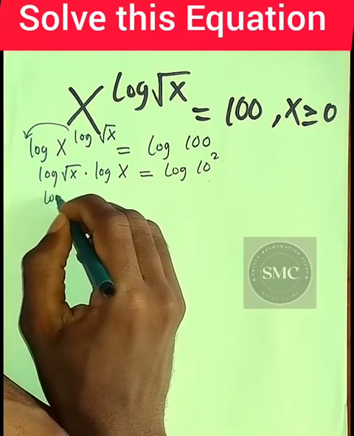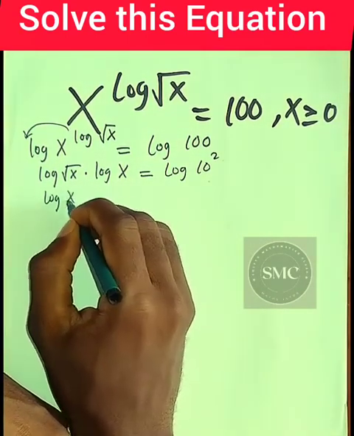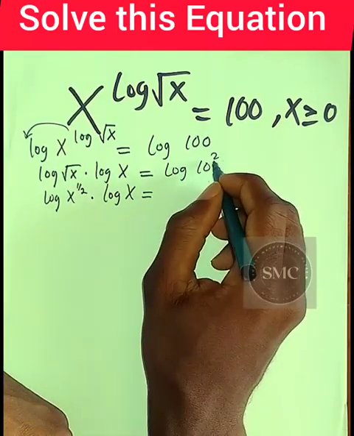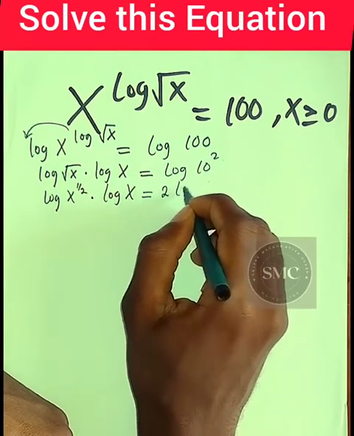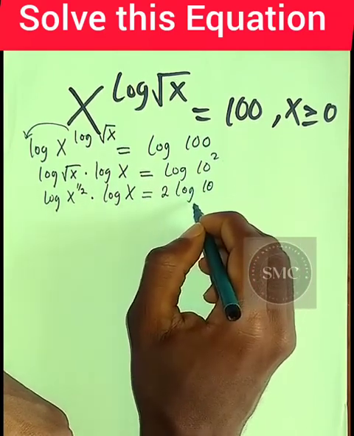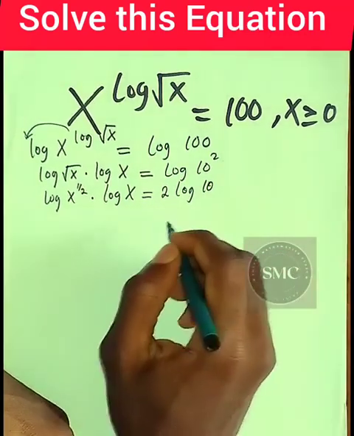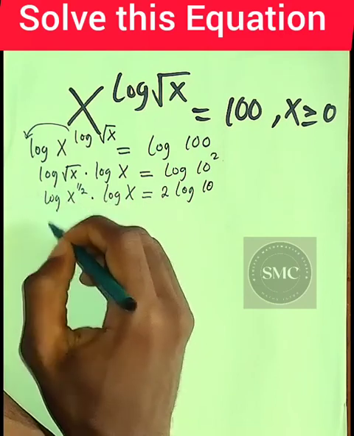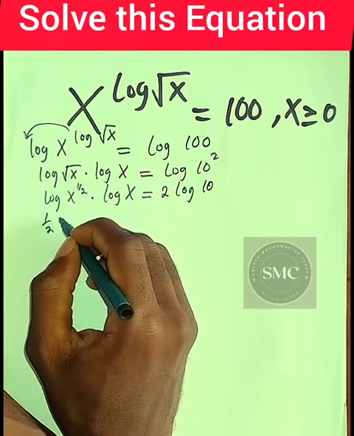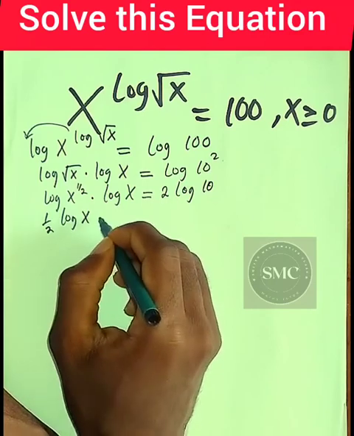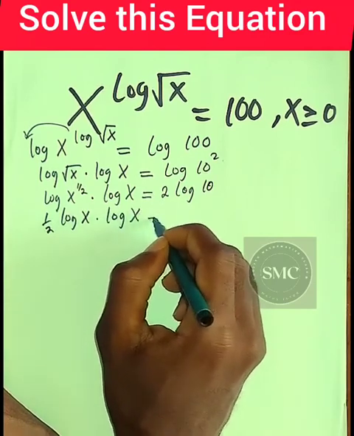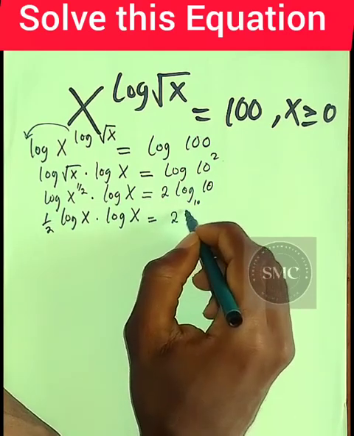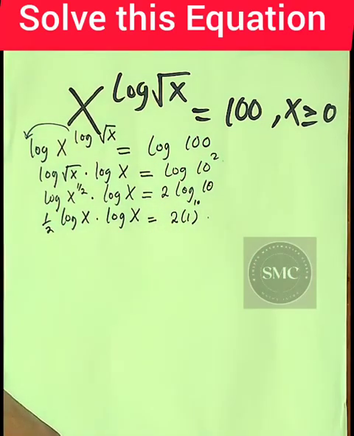So now from there we are going to have log of x to the power half, times log x, equals, here 2 will come down, so we have 2 times log 10. Don't forget that we have the base 10, right? So taking this power half back, I'm going to have 1/2 log x times log x, equals, with base 10, 2 times 1, which is 2.